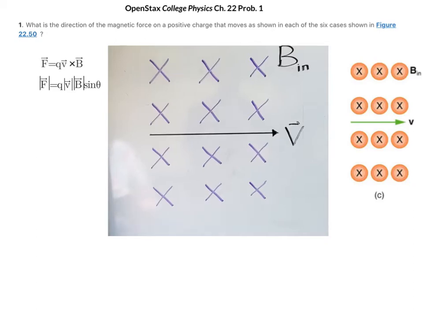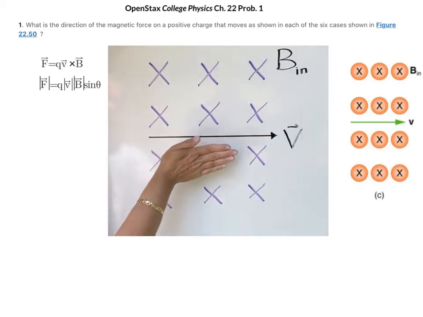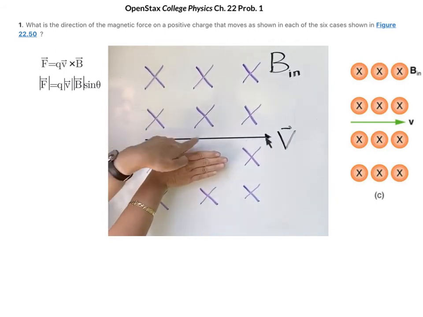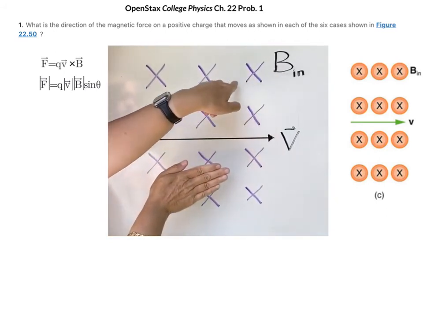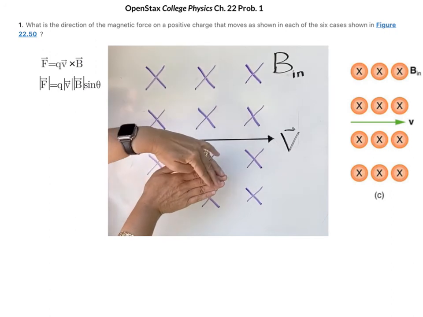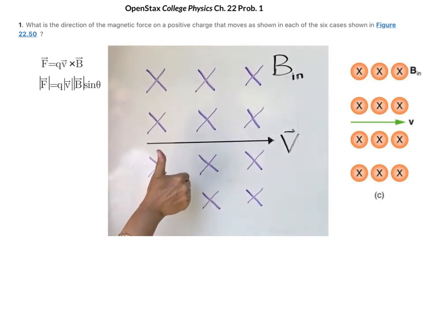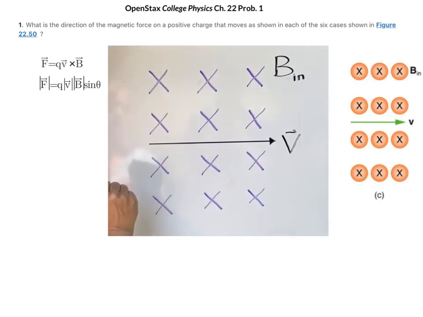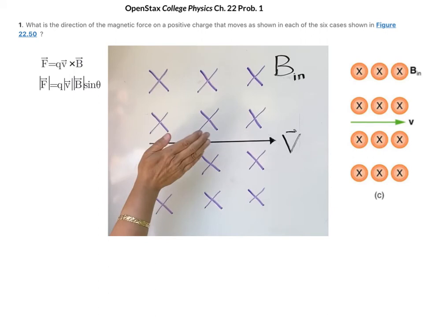So we place our hand in the direction of the velocity, so the fingers go along the velocity, and then we bend our fingers into the direction of the board. So we bend them in like that, and the outstretched thumb will give the direction of the force. So let's draw the force on here. Force was that way. So that is the direction for the force by the right hand rule.